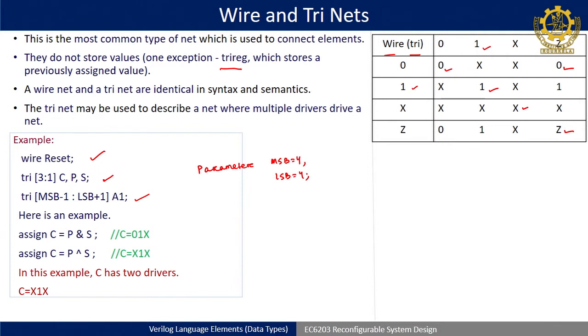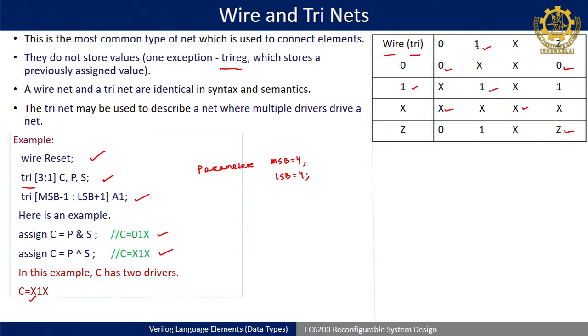We have taken two examples here, assign C is equal to P and S, and at the same time, C is equal to P XOR S. Assume my first value of C is 0 1 x and the second value is x 1 x. As it is a multiple driver and we have defined C as a tri, it can take two inputs and as per the table it will give you a single output. When 0 and x are there, my output is x.